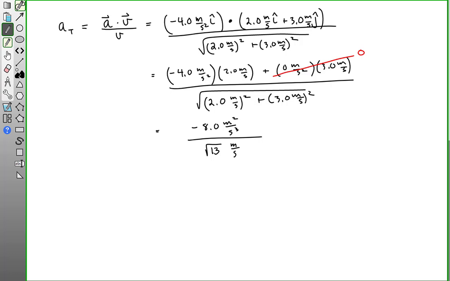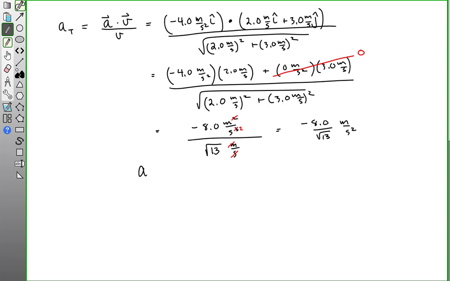We could simplify some units. A meter in the denominator cancels 1 in the numerator. A second in the denominator cancels 1 in the numerator. We now have minus 8.0 over the square root of 13 meters per second squared.